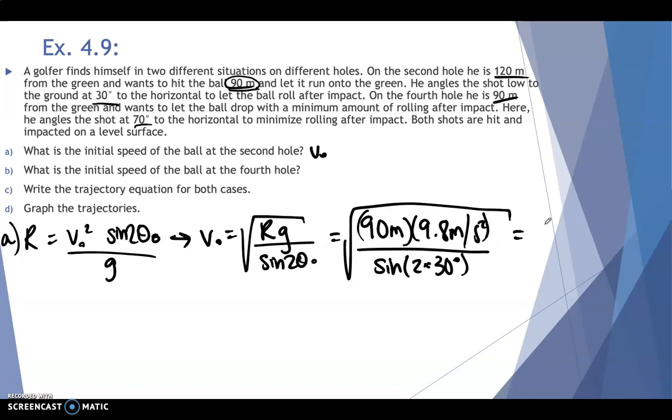Let me put that into my calculator. 90 times 9.8 over sine 2 times 30. And I get my initial speed is 31.9 meters per second. Okay, so we'll continue this in the next video.